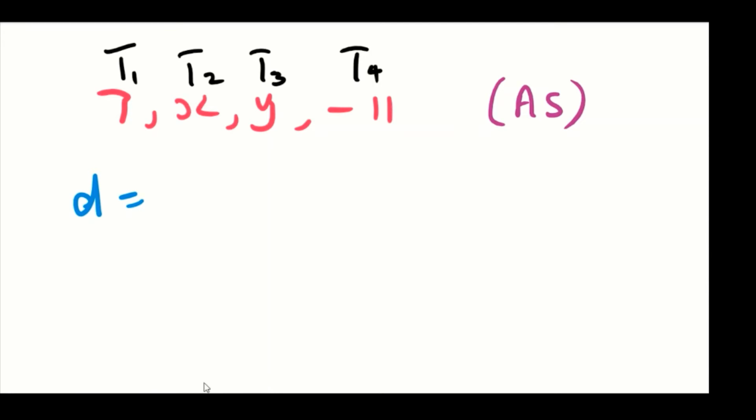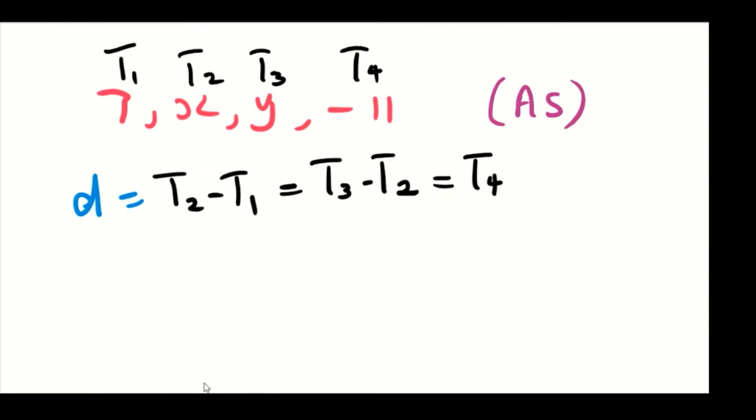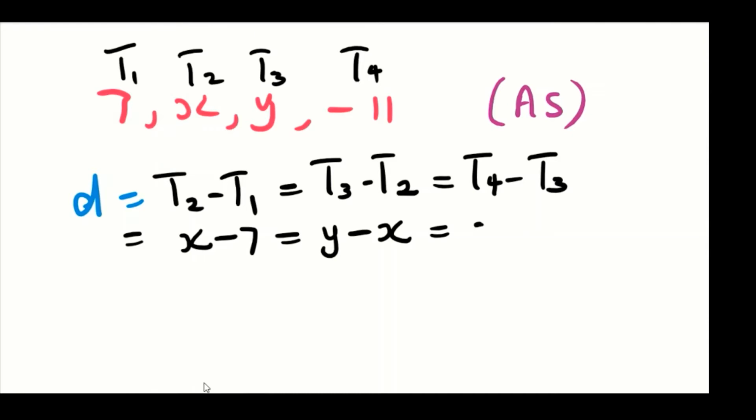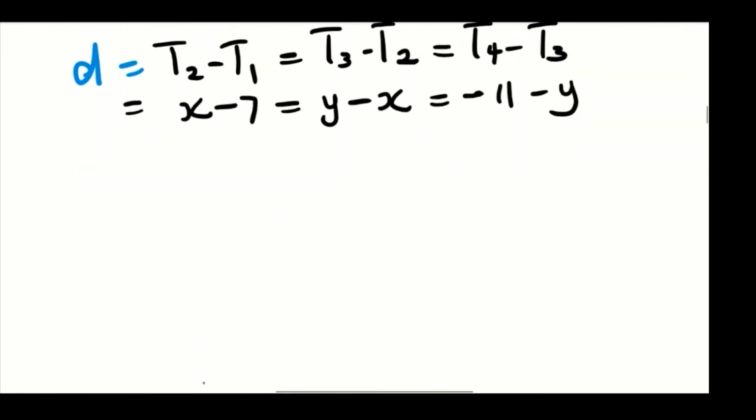So the constant difference is that we're going to subtract term number 1 from term number 2, being equal to term number 3 minus term number 2, which is equal to term number 4 minus term number 3, right? So term number 2 is x minus 7, and then it's going to be y minus x being equal to minus 11 minus y, right? So you're just going to equate our equations of the constant difference, right?